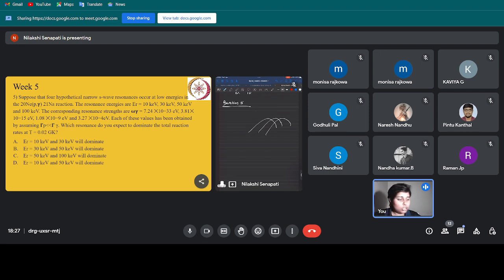Okay, I don't need to go through the gamma peak and other things again, because this was already in the lecture, and I have only 30 minutes left, and I need to talk about many more things. So maybe I can just give you the information that 30 kiloelectron volt and 50 kiloelectron volt will dominate over the others. So the answer is B.